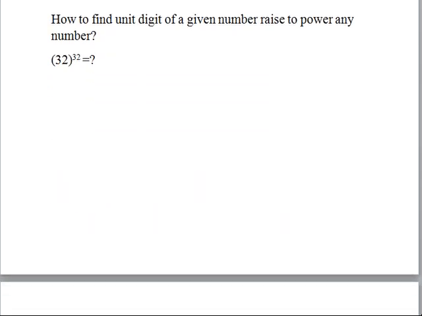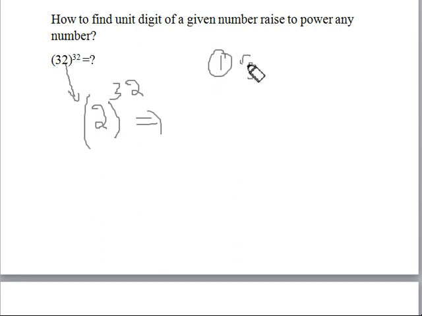First we'll solve how to find the unit digit of a given number raised to any power. We have the example of 32 raised to power 32. They are asking for the last digit, that means the unit digit. We don't have to consider anything else, just concentrate on the last digit, which is 2. Now our question is 2 raised to power 32, find the last digit. So what is the cyclicity of 2? It is 4. First of all we find the cyclicity.